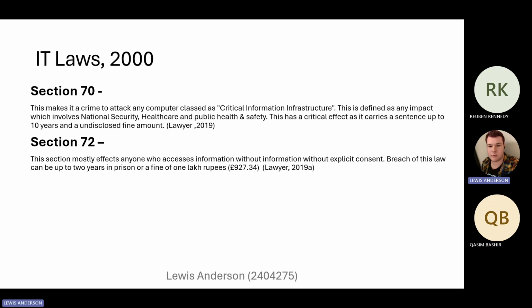Then you've got section 72. This section affects the ability to access information without explicit consent. A breach of this law can get you 2 years in prison or a fine of 1 lakh rupees, which is just under £1,000.